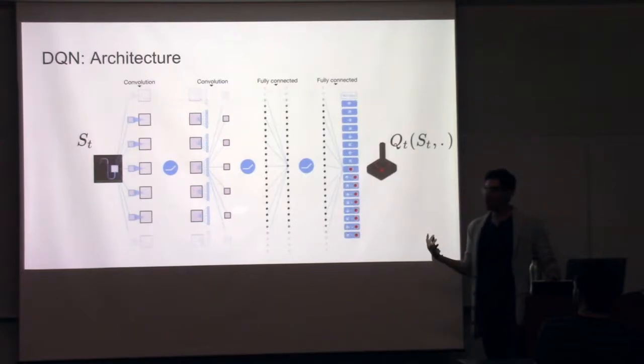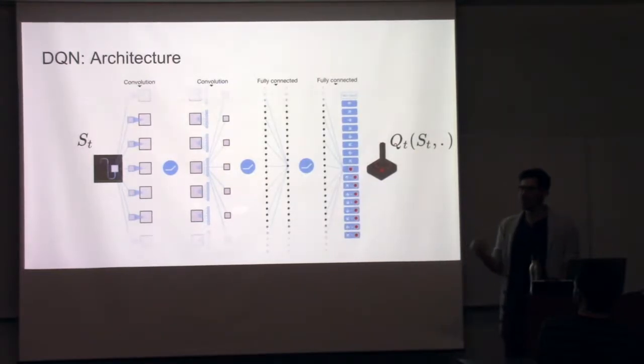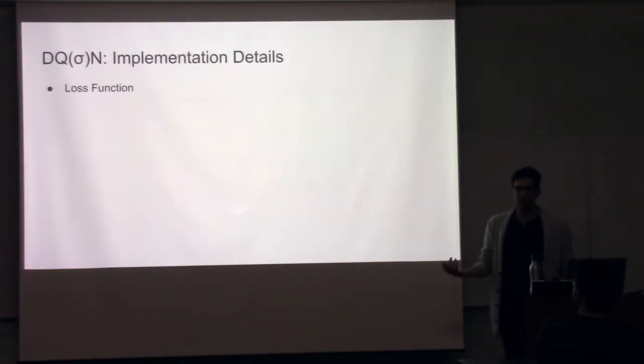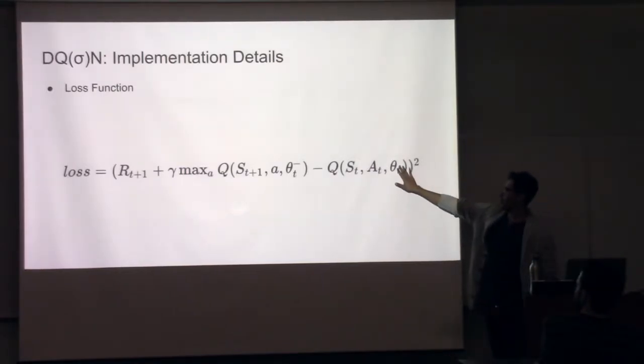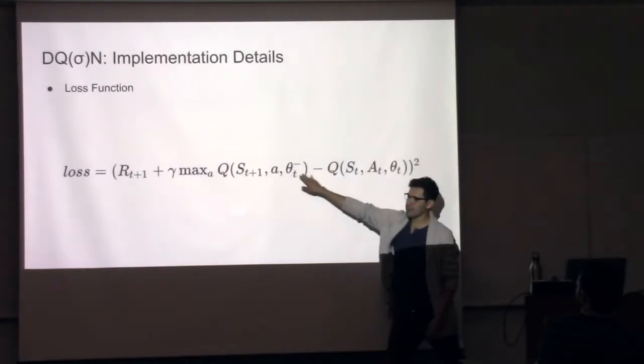Now, if we want to combine DQN with Q sigma, there are a few things that we need to consider and change. The first one is the loss function, which looks like this for DQN. For now, just ignore the deltas. So this one and this one, just ignore them.